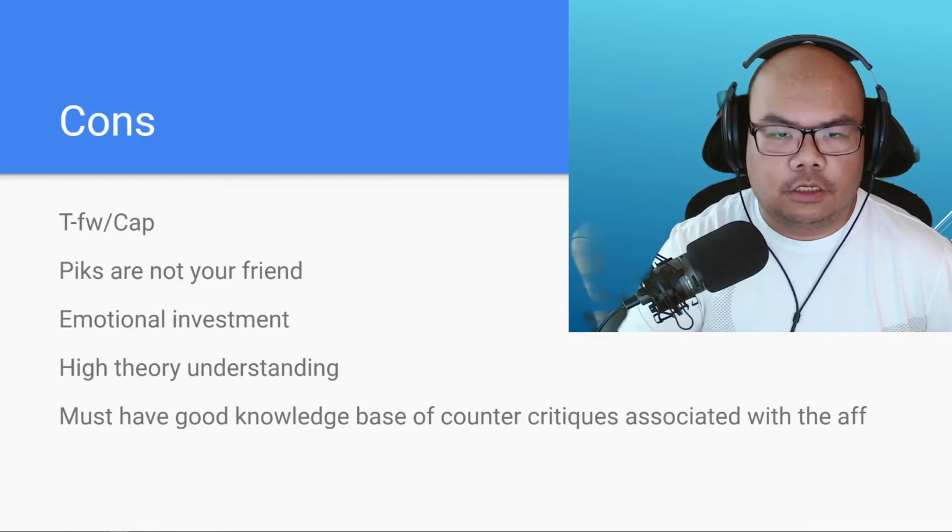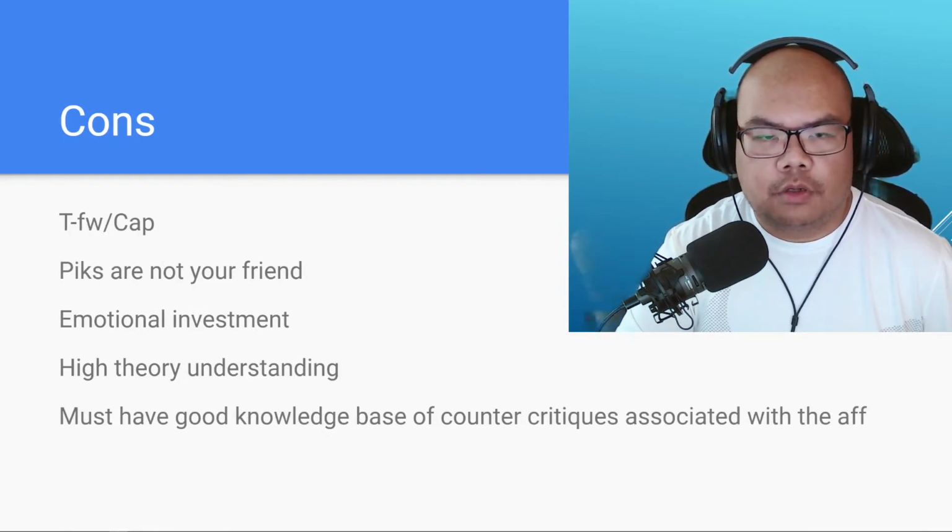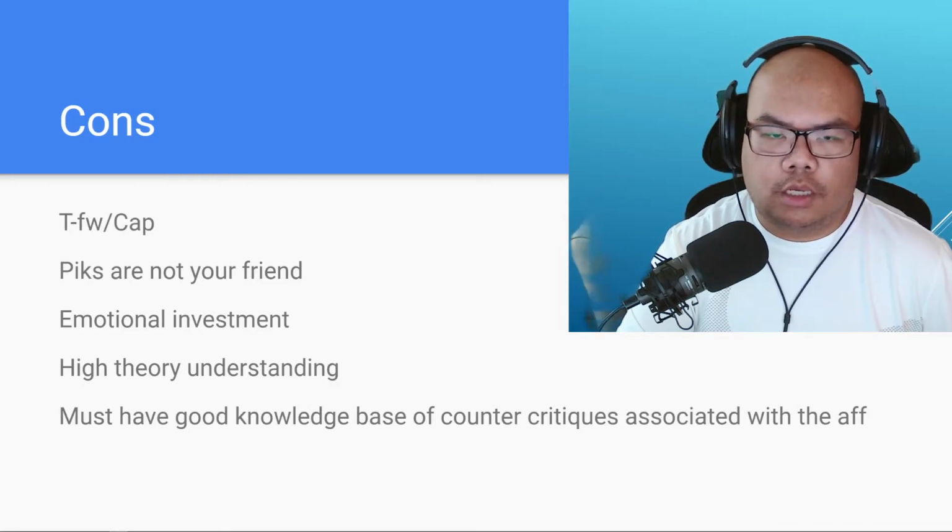Now, the negatives: T-framework, cap, plus the case debate can be a hefty burden to beat if you are not well read on them and don't have it all prepped out, and don't know how to impact weigh versus, say, T-framework, or deal with a framework debate plus the cap turns, right?